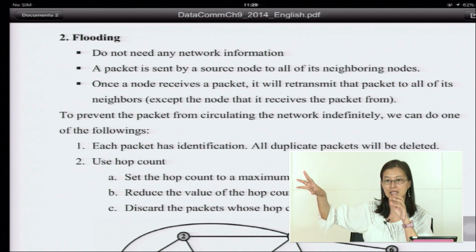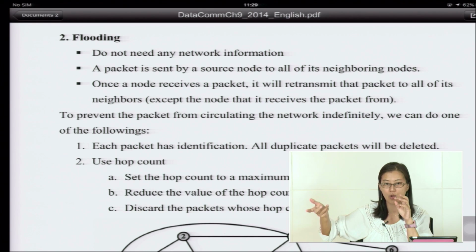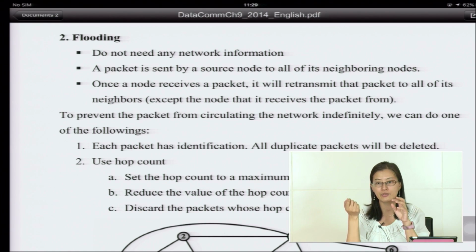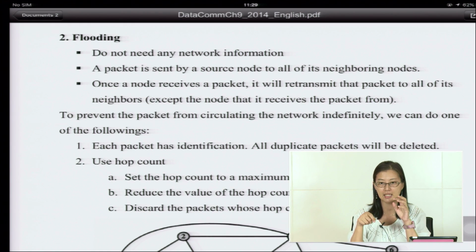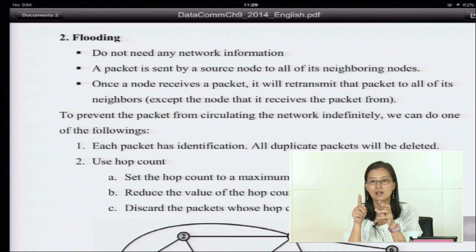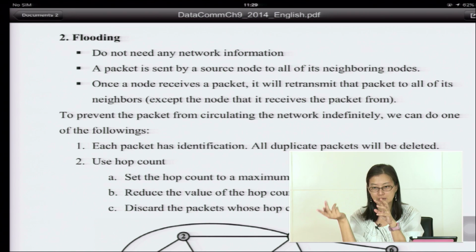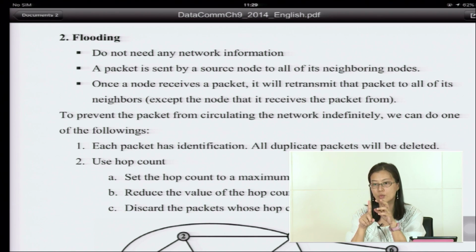In order to prevent this, so that it will not generate too many packets and will not stay too long, we can have an identification inside of the packet. When a node receives the first packet, and then the second one, which is exactly the same as the first because it's a copy of the first one, it can know that this is the same, so it will not retransmit again. It will retransmit only once. So all duplicate packets can be deleted this way. Another technique is to use hop count.